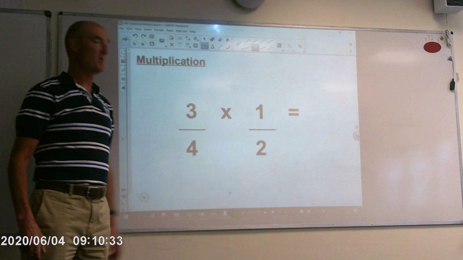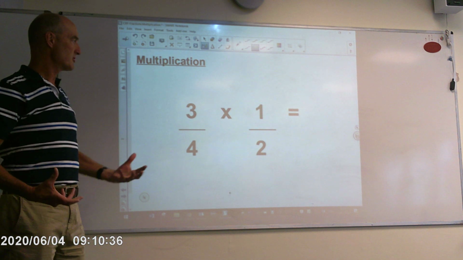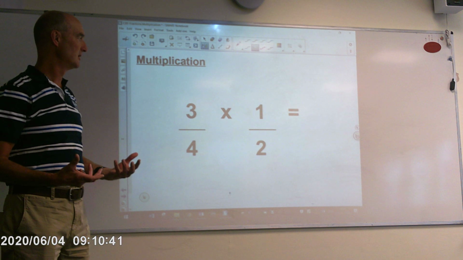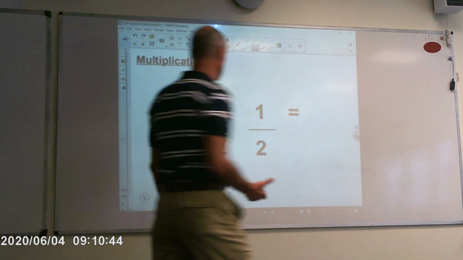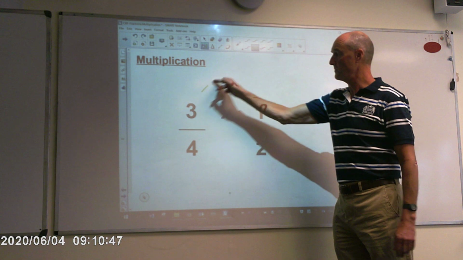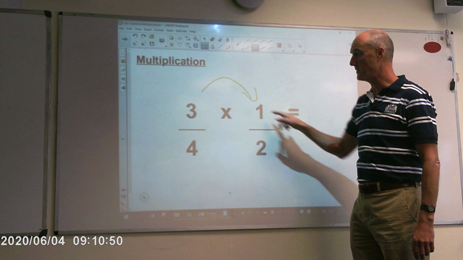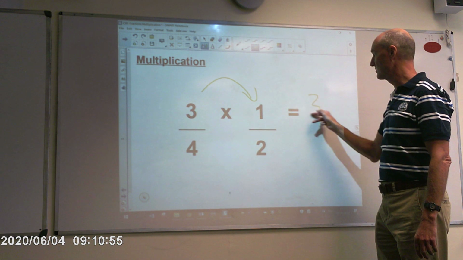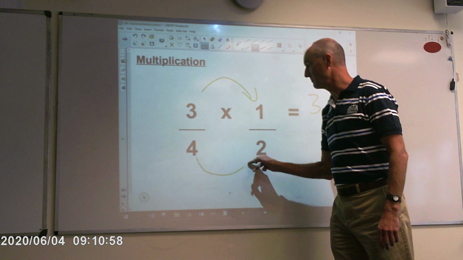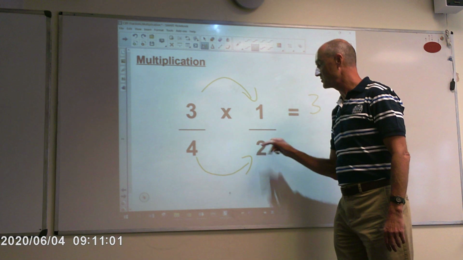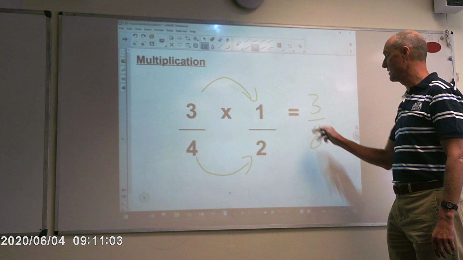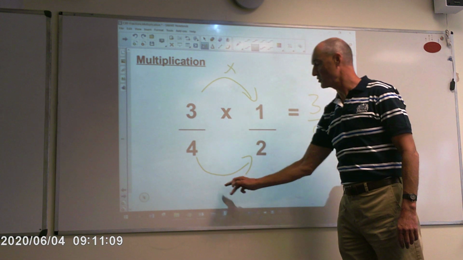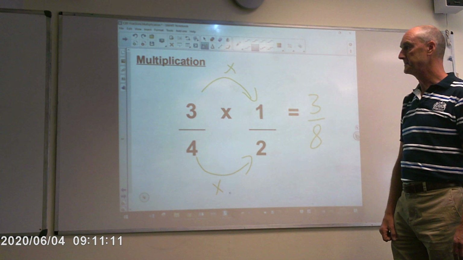3/4 multiplied by 1/2. I always tell my classes that I think multiplication of fractions is the easiest operation to undertake with fractions, okay? All you've got to do, multiply across the top. This is only for multiplications. Multiply across the top. 3 times 1 gives me 3. Multiply across the bottom. 4 multiplied by 2 gives me 8. That is your solution. That is all you've got to do. Multiply across the top, multiply across the bottom. That is your solution.